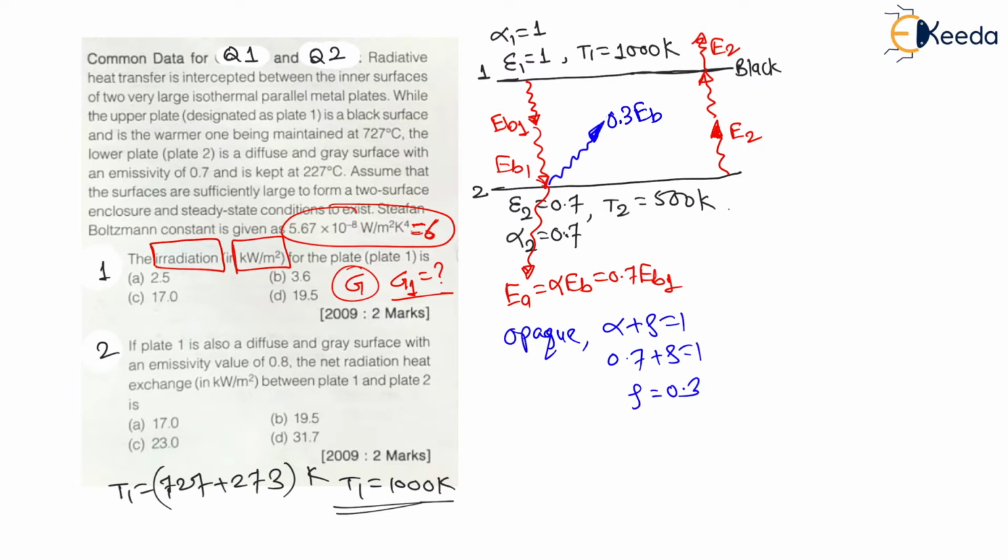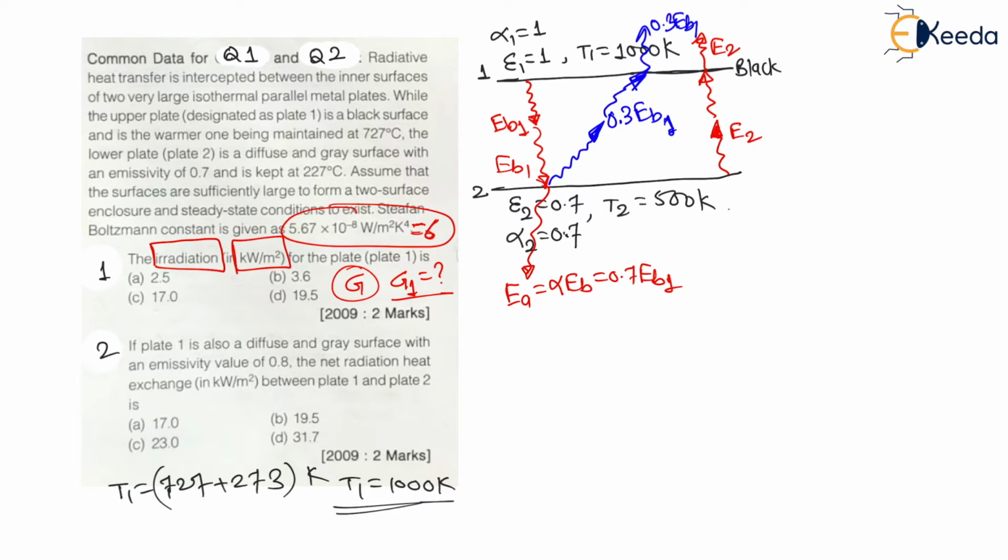Now this 0.3 EB1, where is it going? It is going back to body 1. Therefore again it is going back to body 1, and all this 0.3 EB1 is absorbed by body 1 because it is a black body. Whatever may be falling on body 1 is completely absorbed because it is a black body. Therefore this 0.3 EB1 is also absorbed by body 1, right? Now my dear students, now let us understand the configuration here.